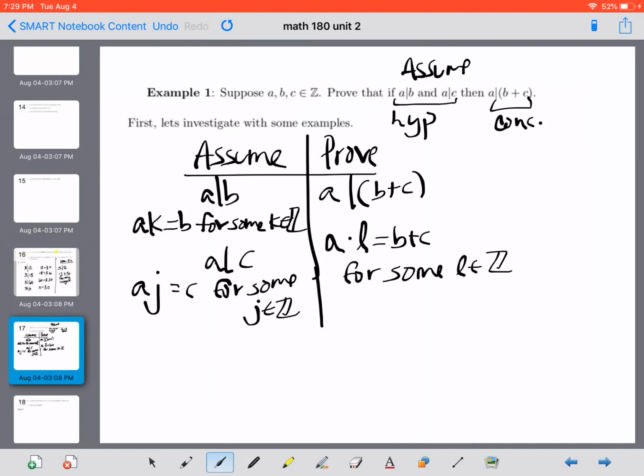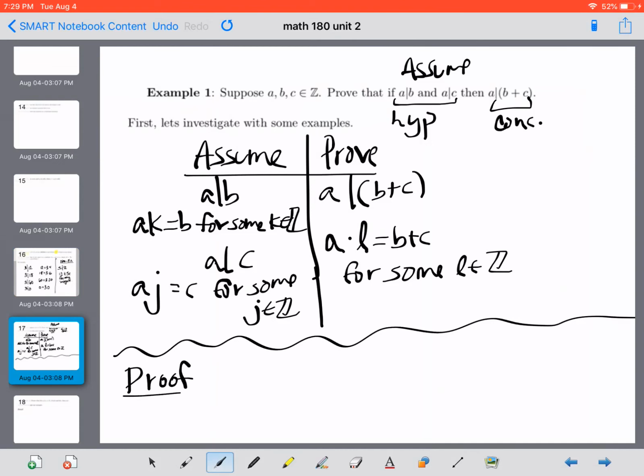This is what we'd like to show. All right, so this outline should give us a sense on how to get started on our proof. What we need to do is start off by writing our general assumptions for the proof. So let A, B, and C be integers, and then write down what our assumptions are. So we are assuming the hypothesis.